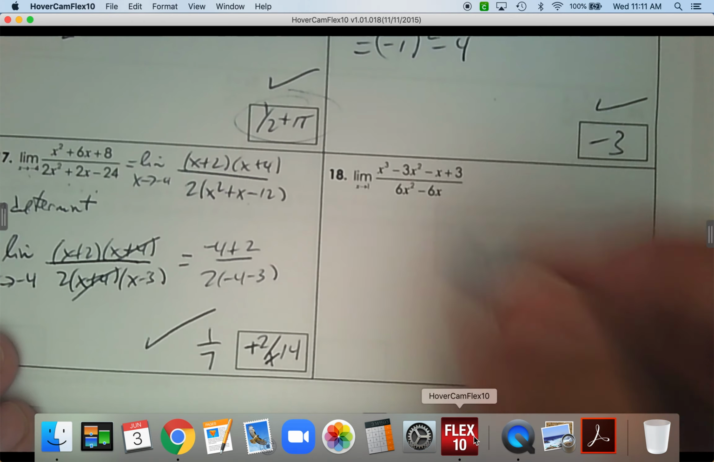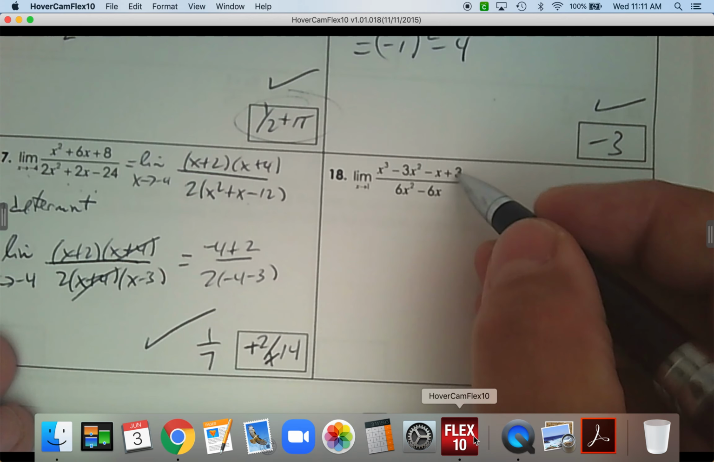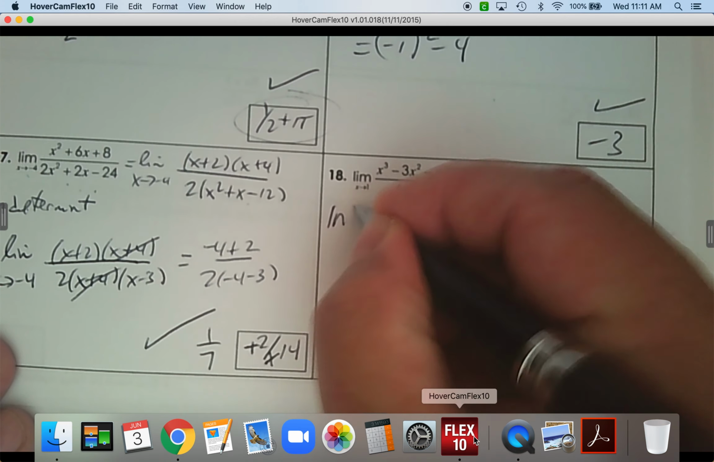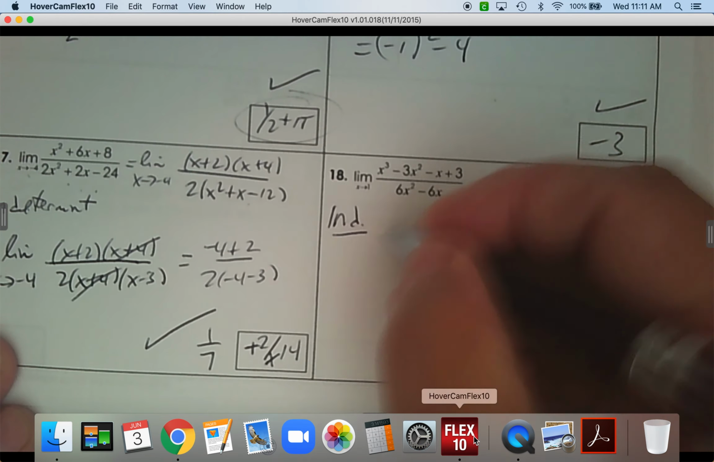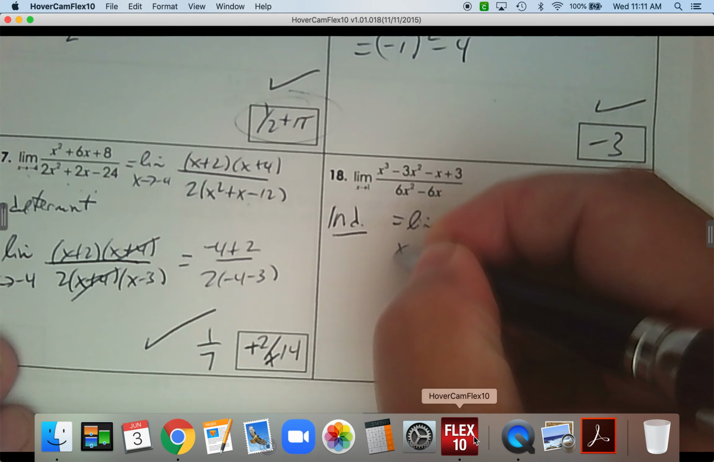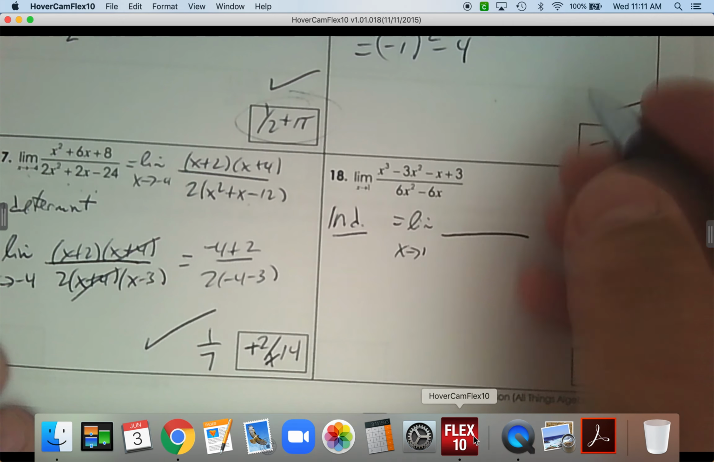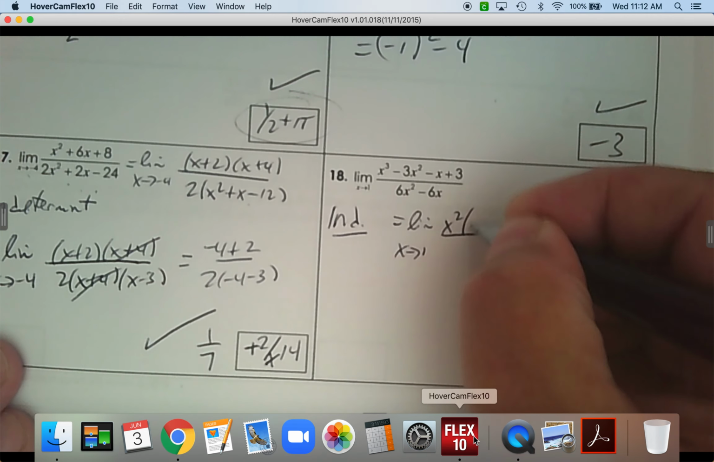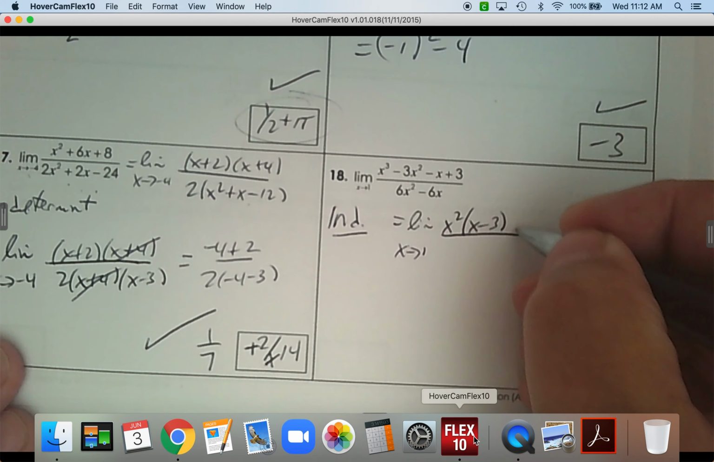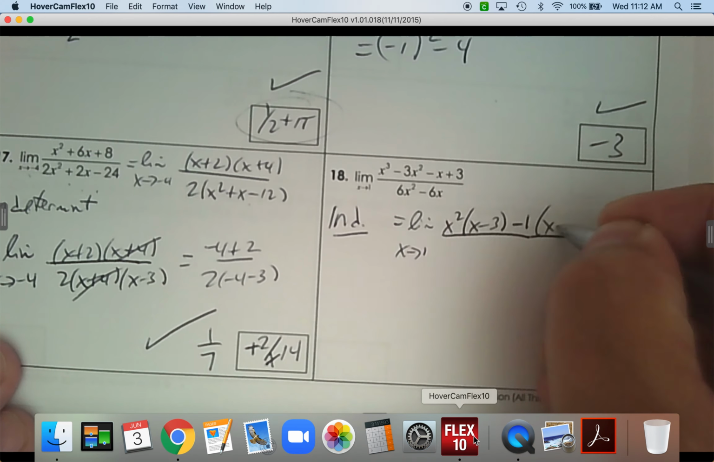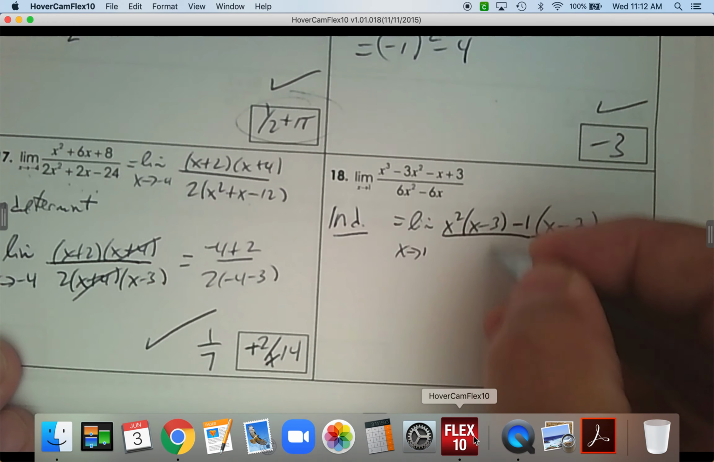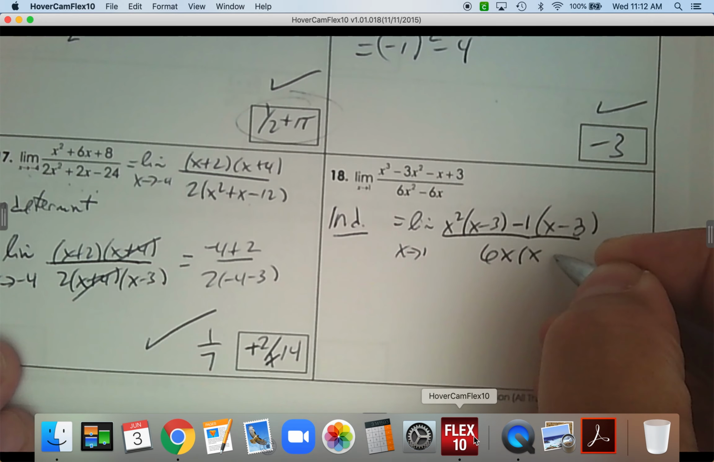All right, step number 1 for 18 is to plug in 1. If you do that, it's indeterminate. So we decided that we know that. That means that we're going to solve and evaluate this limit by factoring. To factor this, we're going to factor by grouping. So that's x squared, x take away 3, factor out a negative 1, x take away 3. And then factor out a 6x, x minus 1.